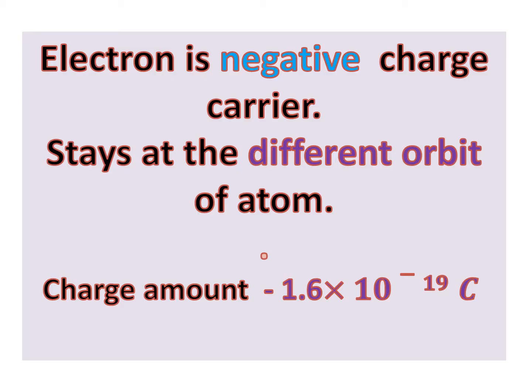Now, the electron has a negative charge. What type of charge does an electron have? It is a negative charge carrier. It stays in different orbits of an atom. Its charge amount is minus 1.6 times 10 to the power minus 19 coulomb.